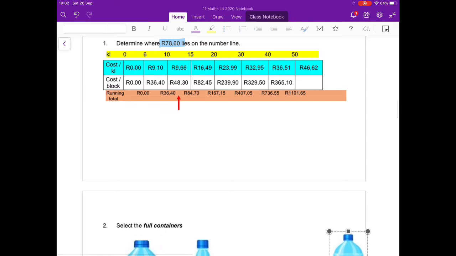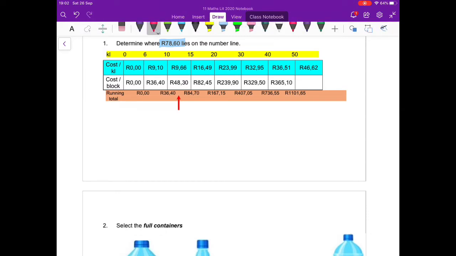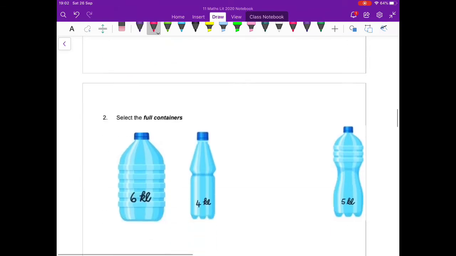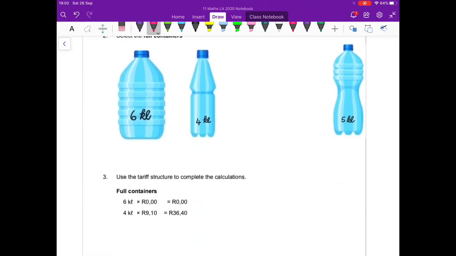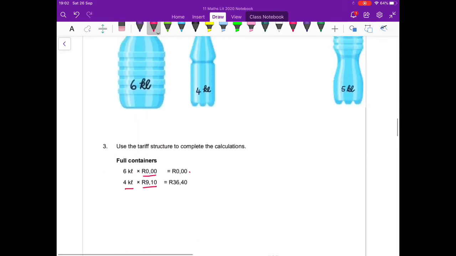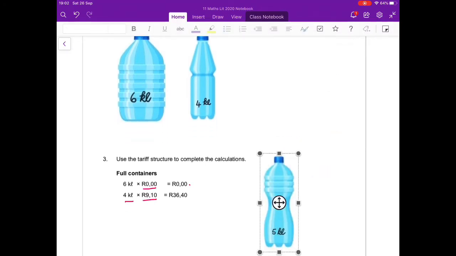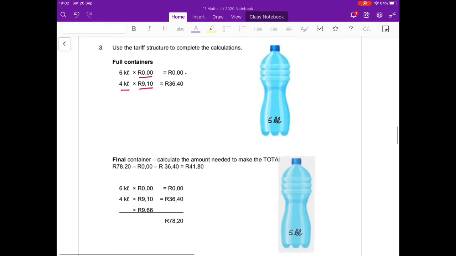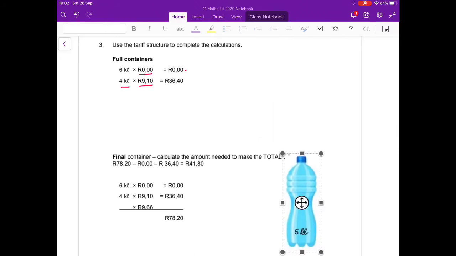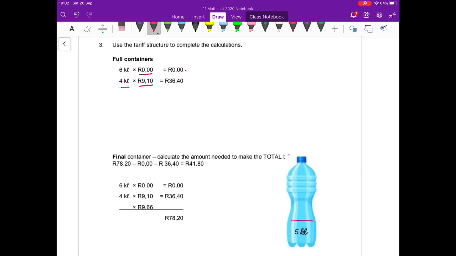Again, you go back to your table and you are merely going to have a look at these two as a whole. So your full container, 6 kiloliters at no cost, gave you 0 rands. 4 kiloliters at 9 Rand 10 per kiloliter gave you 36.40. Now in the final container, remember we are only going to use part of this container. How much? We don't know. That is what we've got to work out. So we are only going to be using some of it.